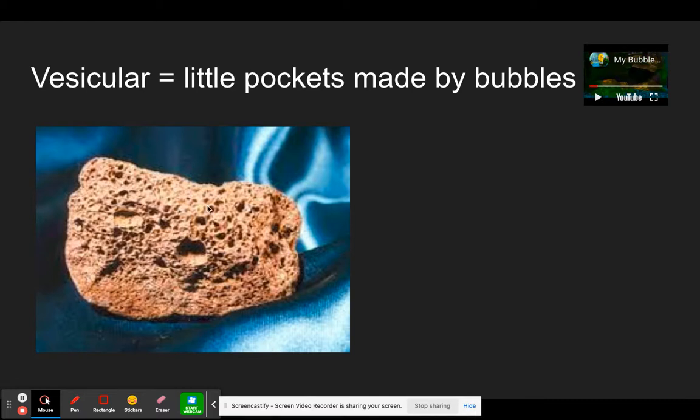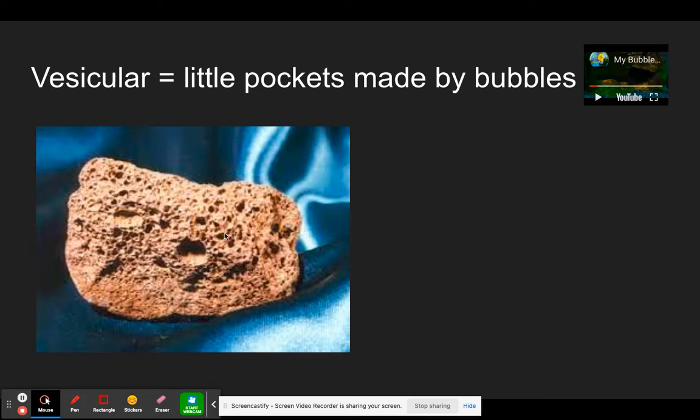Okay. So anytime you see these little pockets of air, those were formed by bubbles. But as those bubbles were forming and trying to escape, the rock was cooling down. And most of the time, this means that the rock cooled down quickly enough that the bubbles didn't have time to escape, and the rock hardened and they were trapped there. So as the rock hardened, it formed around these little pockets.